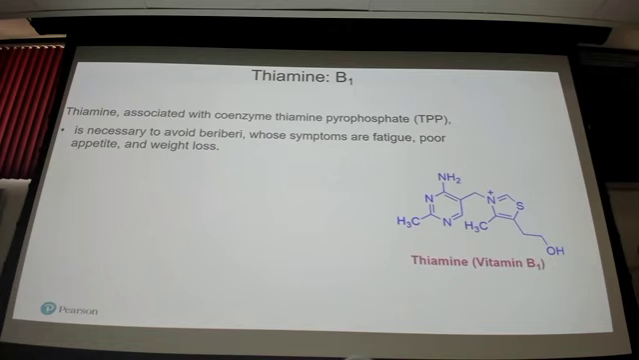So for example, vitamin B1, thiamine. I recommend knowing both names. This is associated with a coenzyme, thiamine pyrophosphate, and if we are deficient, we get a decrease in muscle function, a loss of sensation in our hands, and it can also cause cardiovascular effects.